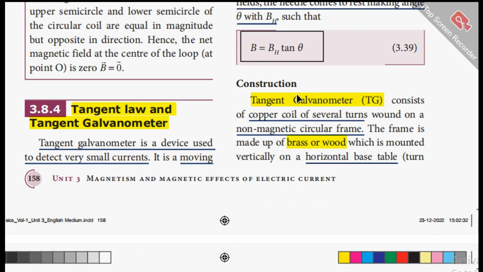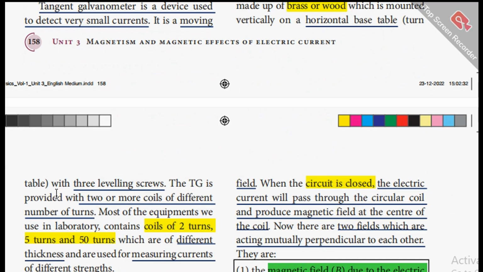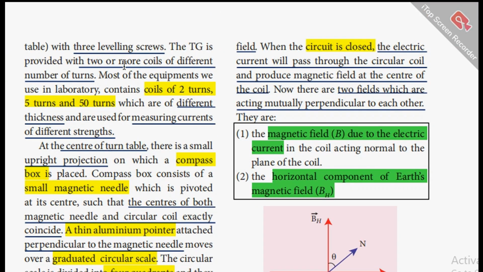Now let us see the construction of this TG, the tangent galvanometer. This TG consists of a copper coil of several turns wound on a non-magnetic circular frame. The frame is made of brass or wood, which is mounted vertically on a horizontal base table, called a turntable, with 3 leveling screws.